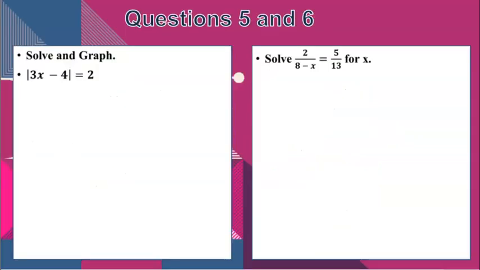Question 5. Solve and graph. This is an absolute value equation. So the first thing I want to do is make sure the absolute value is by itself, which it is. And I need a case 1 and case 2.